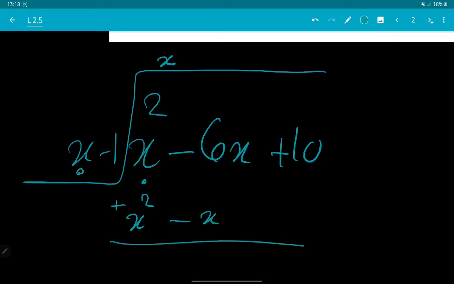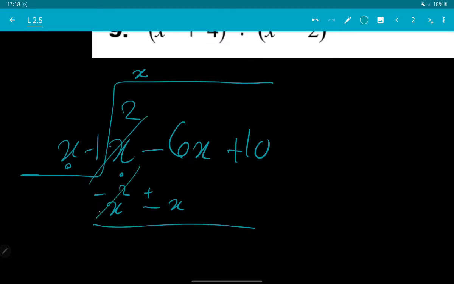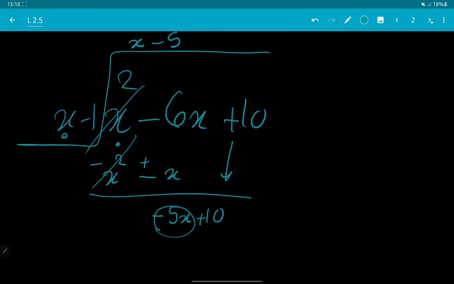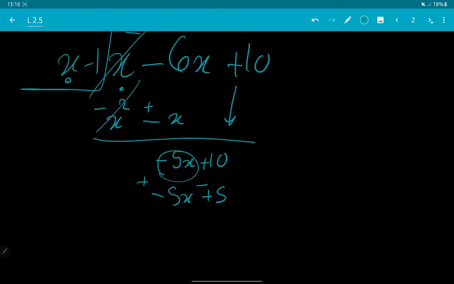Now change the signs. This will be negative and this is positive. Can you see that this will be cancelled together? Negative 6x with positive x, the answer will be negative 5x. Then drop this. Divide negative 5x by x. This is negative 5. Now multiply negative 5 by x. It's negative 5x. Negative 5 by negative 1, it's positive 5. Change the signs. Cancel this, and the remainder here will be positive 5.